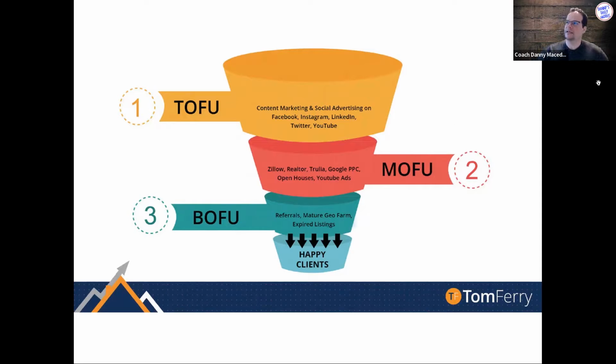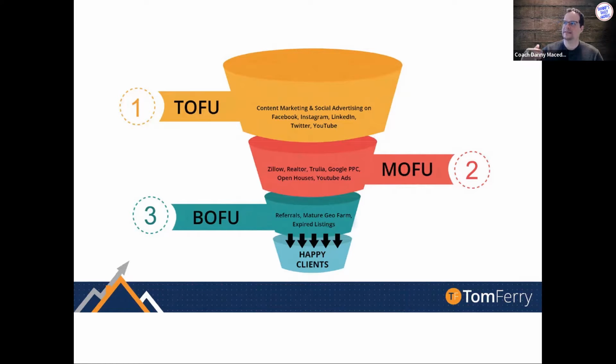Now, as you can see, typically we're getting top of the funnel leads coming from our social media advertisement: Facebook, Instagram, LinkedIn, social media sort of advertisement, right? When we get to middle of the funnel, it's more direct. It's your pay-per-click on Google. It's your Realtor and Zillow leads. It's your own personal website leads, ads you put on YouTube.